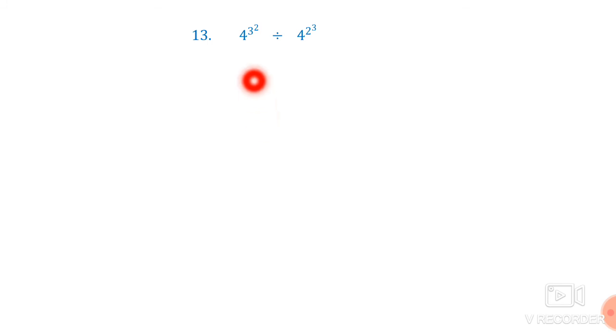Come back to the question. Here we have 4 exponent 3 square divided by 4 exponent 2 cube. It will become 4 exponent 9 because 3 square is 9, divided by 4 exponent 8 because 2 cube is 8. 4 exponent 9 upon 4 exponent 8. Here we can apply the rule. When we have a quotient and same base, exponents can be subtracted. So 4 exponent 9 minus 8, it is 4 exponent 1, which is the answer.